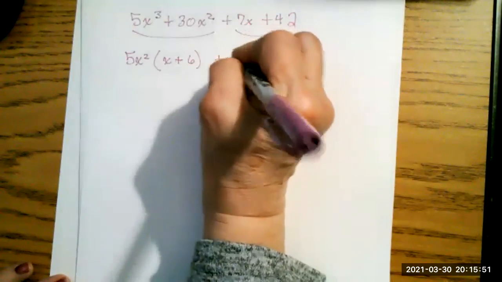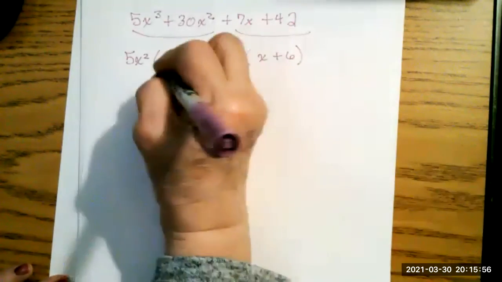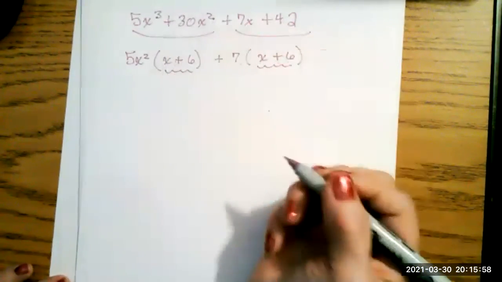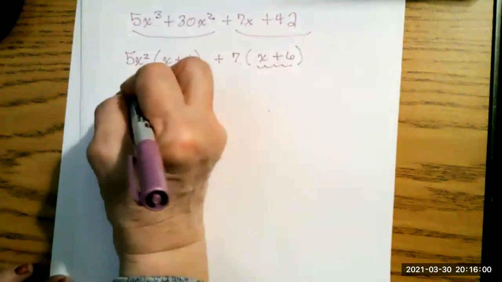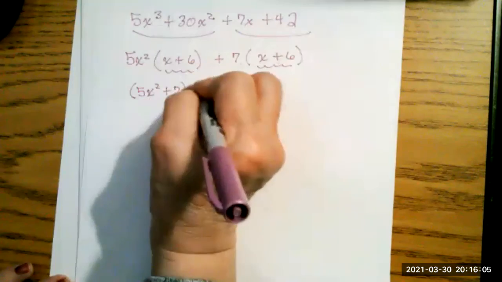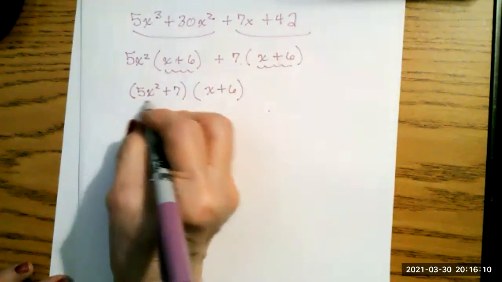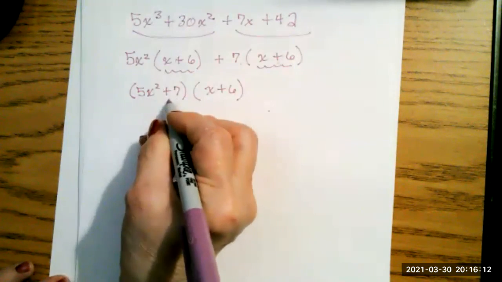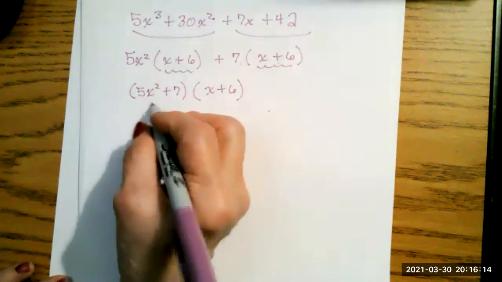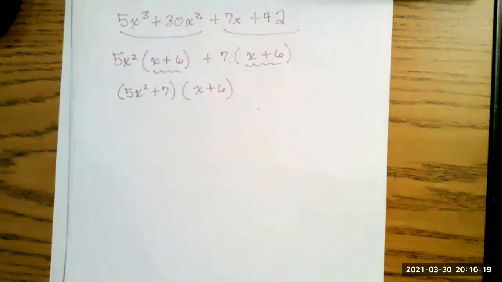I take out a 7. I'll have an x plus 6. And I don't have to worry about negatives or anything. I think this is going to factor. 5x squared plus 7 is one group, and x plus 6 is the other group. And I don't have a difference of squares over here, so I don't factor this one anymore. That's it. And that's all of those 11 factoring problems that you'll run into.